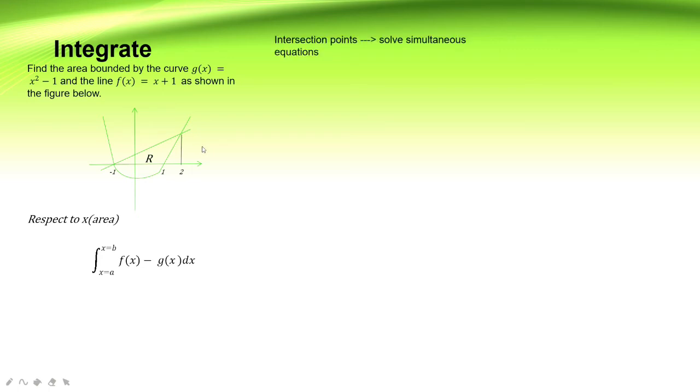We can solve with a simultaneous equation, which is x squared minus 1 equals x plus 1. We calculate it and get x equals -1 and x equals 2. As we all know, x equals -1 is the lower limit and automatically x equals 2 is the upper limit.